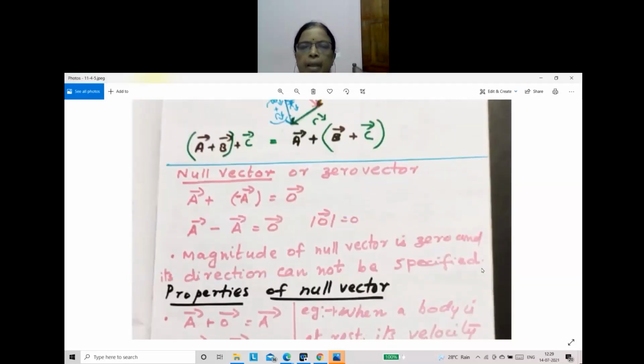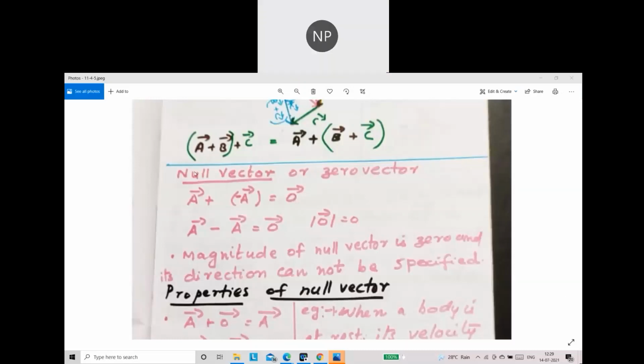Next we have to study null vector. Different types of vectors are the unit vector, null vector, those things we have to study. Okay. What is meant by null? Null means what, children? Krishna Priya, what is meant by null? Do you know? Zero. Null vector. Yes. Null vector means zero vector.